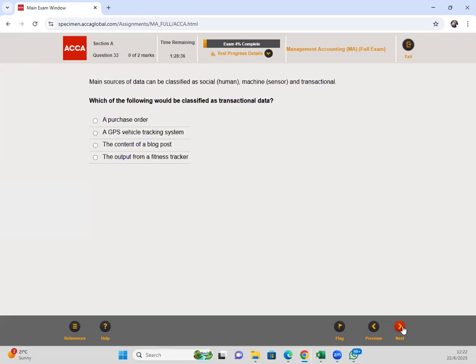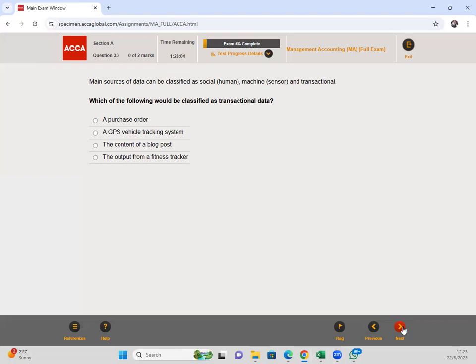The main sources of data can be classified as social, machine, and transactional data. So we can either get information from social data, that is human data, then machine, that is sensor data, or transactional data. Which of the following would be classified as transactional data? So this is data derived from transactions.